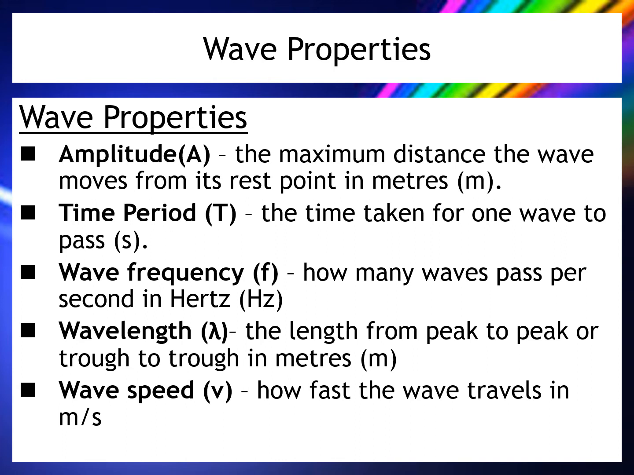The wavelength is the length of the wave in meters, and we measure it either from peak to peak or from trough to trough. And again, that's clearer on the next slide when we look at the graph. And finally, wave speed is how fast the wave travels past us in meters per second. So again, if we imagine we're on that lake watching a ripple go past, we could do distance divided by time and find out the speed of the wave.